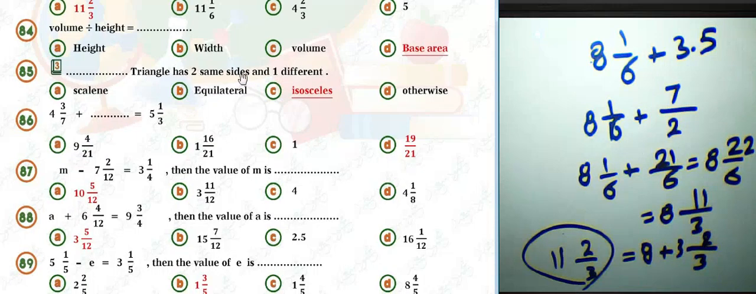A triangle that has two equal sides and one different is called an isosceles triangle.